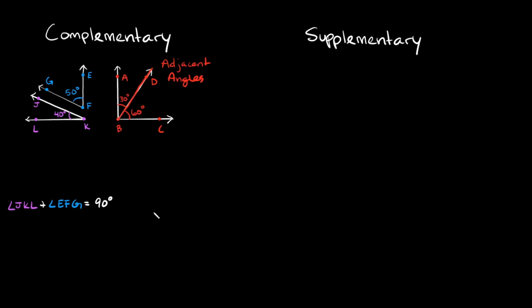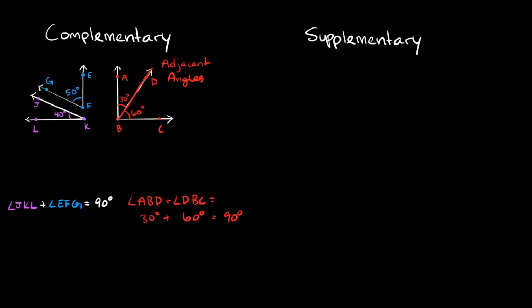So when you add these two together, angle ABD plus angle DBC, 30 plus 60, or I could write it like this, 30 degrees plus 60 degrees is equal to 90 degrees. So since they add up to 90 degrees, again, they're complementary.